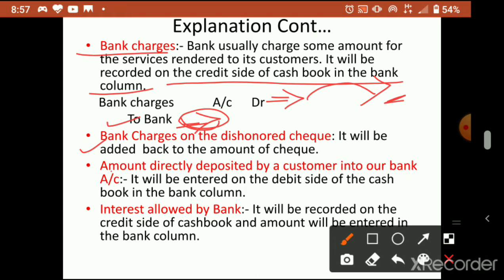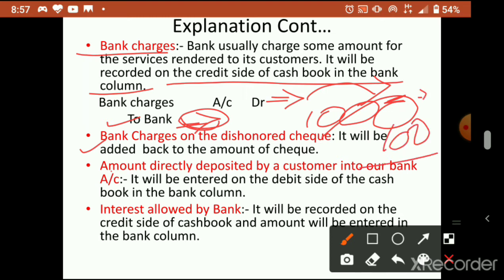Suppose a dishonor case, as I told you. Somebody gave you a check and you sent it for collection, but no money is in that person's account, so the check got dishonored. For dishonor, the bank also charges money from you. Suppose I deposited a check of 1000 rupees with my bank that a customer gave me, but there was no money in that customer's account, so the check is dishonored. For the dishonoring, the bank charged me 100 rupees.